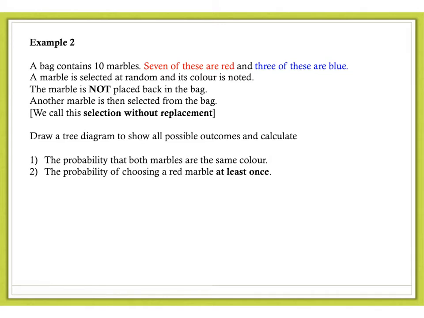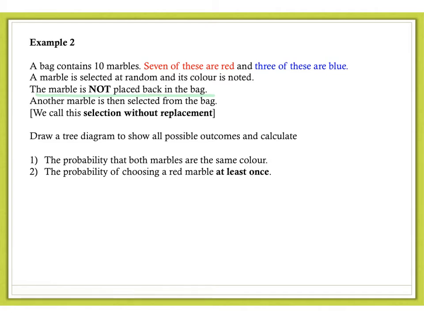Example 2. A bag contains 10 marbles, 7 of these are red and 3 of these are blue. A marble is selected at random and its colour is noted. This time, the marble is not replaced into the bag. We then select another marble from the bag. And this is called selection without replacement. So we take a marble out of the bag and it's not put back, which means we now only have 9 marbles in the bag when we pick again.